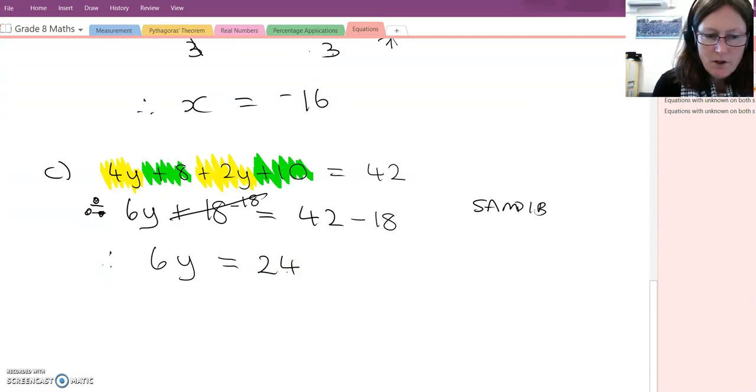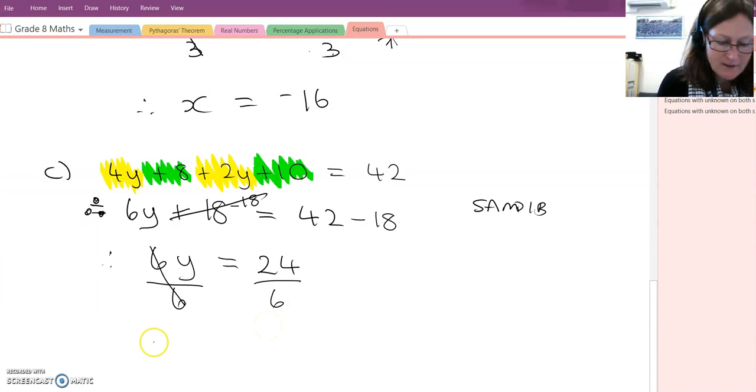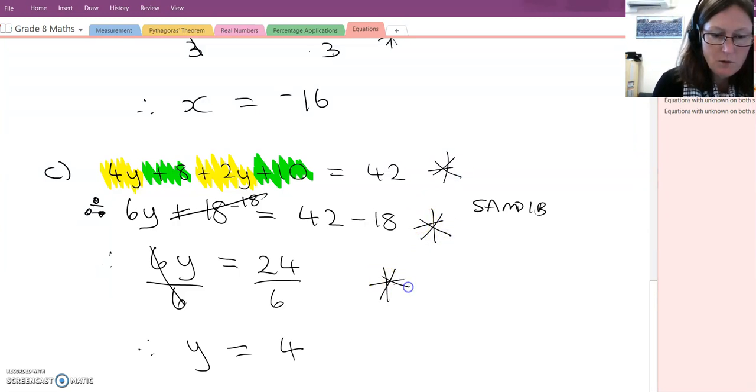That's 6 times y, so undo my times by dividing by 6, and that's okay as long as I divide this side by 6. So therefore I'm left with y is equal to 4. So again, going through the steps, combine your like terms. Undo your addition first, then undo your multiplication.